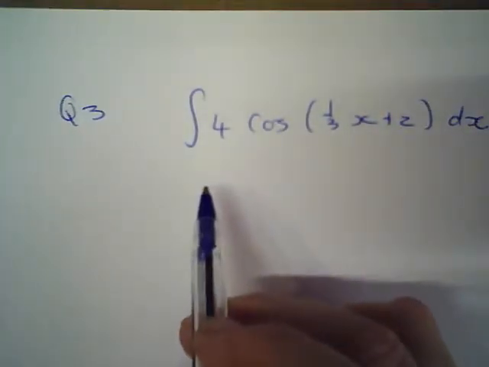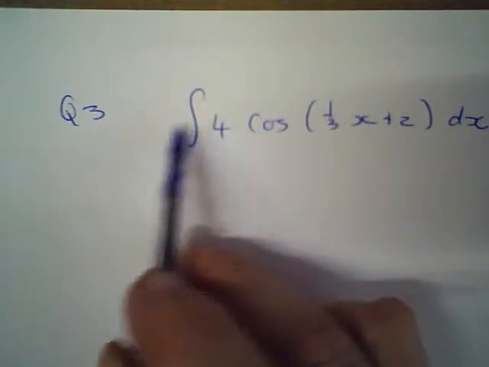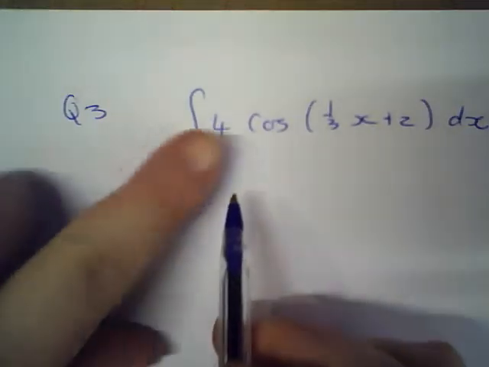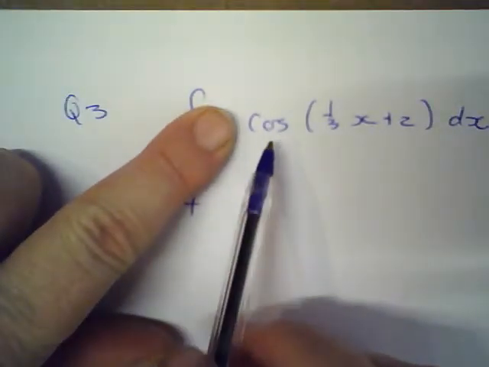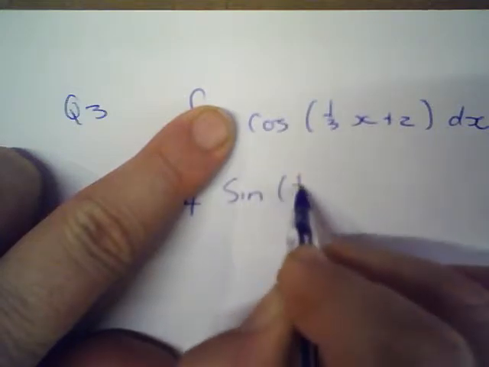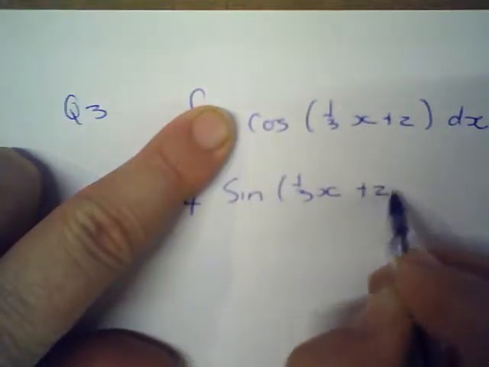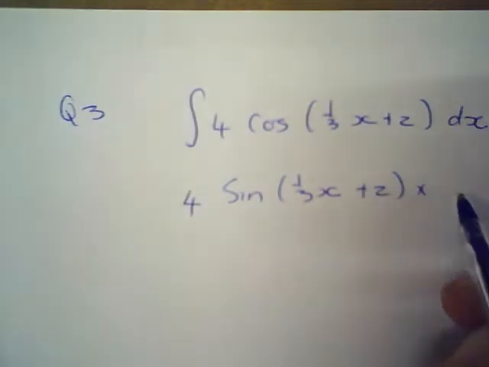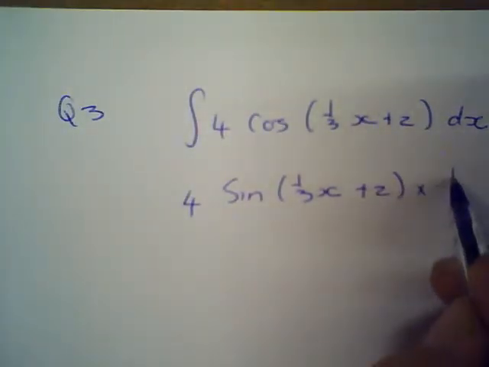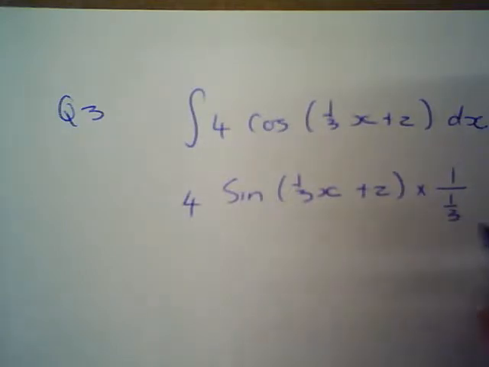If I need to take the integral, we know that we can pull the 4 to the front, so it's actually sort of eliminated. I don't have to worry about it. The integral of cosine is sine. The inside of my sine function will stay as it is, times 1 over the derivative of the inside, so it would be 1 over 1/3, plus my constant c.